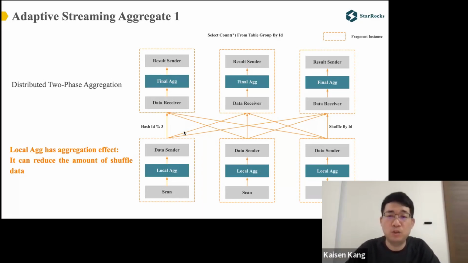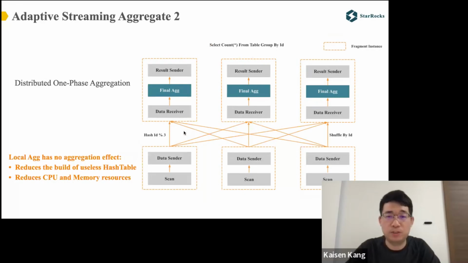Why do we need to perform a local aggregation in the first phase? Because we expect to reduce the amount of data transmitted by the shuffle network through the first aggregation. Obviously, the assumption here is that the first local aggregation will have a good aggregation effect, such as the input is 1 million rows, and after hash aggregation, the hash table size is only 1,000. So the two-phase aggregation plan is generally suitable for medium and low cardinality group by columns.